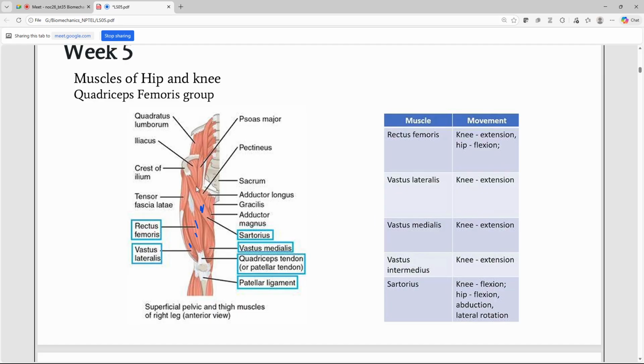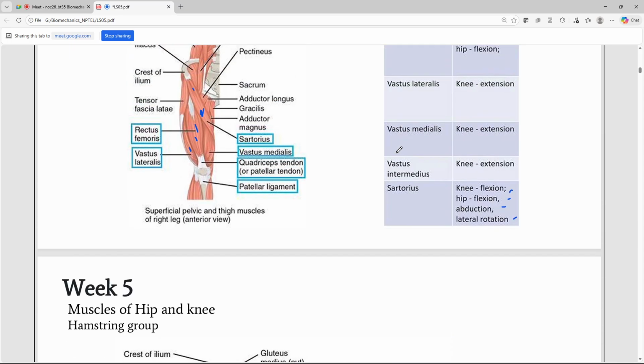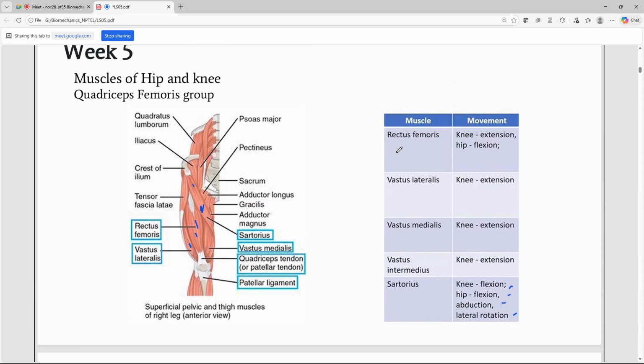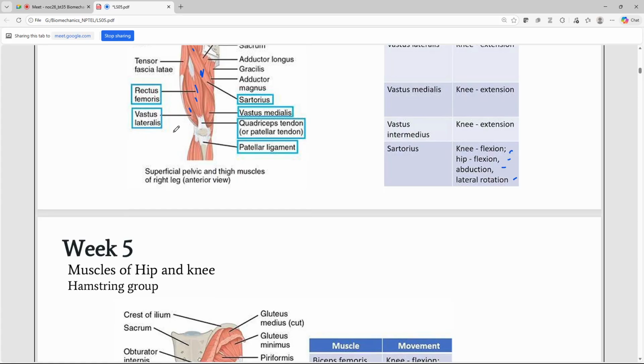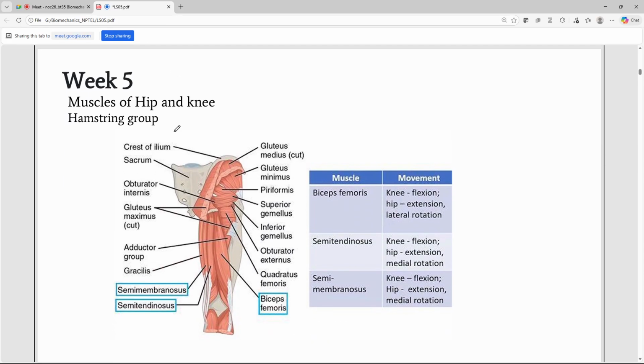And sartorius is kind of a cross-linked muscle which helps in more than one type of motion, which are knee flexion, hip flexion, abduction, and lateral rotation. This set of six muscles are known as the quadriceps femoris group in our knee hip area. Next is hamstring group.